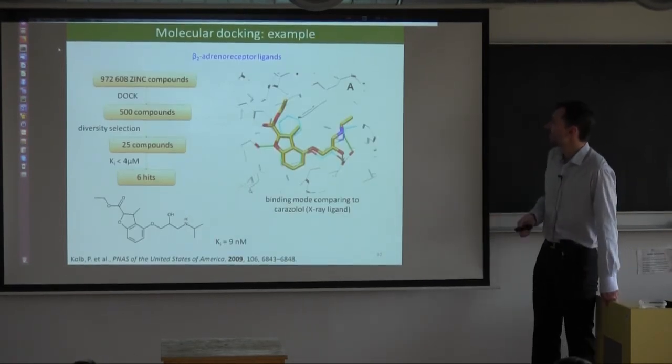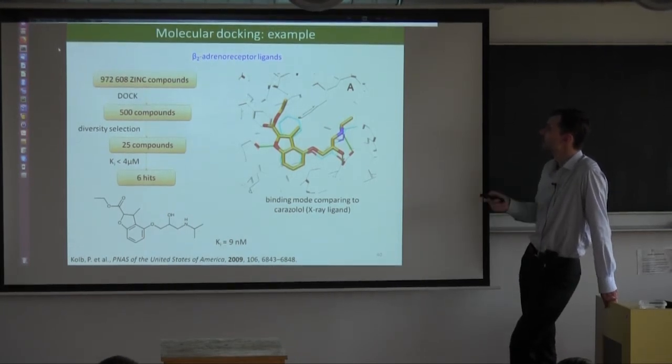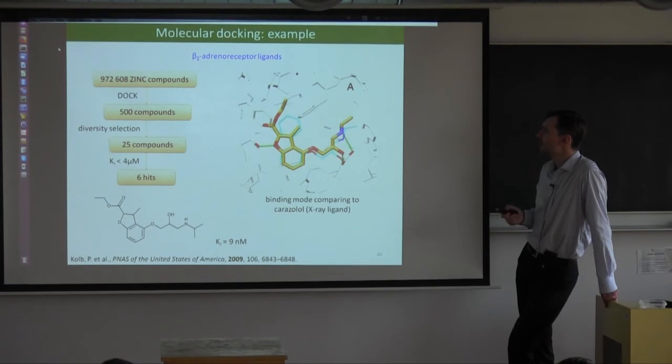Here is one of the examples from the literature where researchers discovered ligands of beta-2 adrenergic receptors. So they took almost 1 million compounds from the ZINC library. This is a library of commercially available compounds.